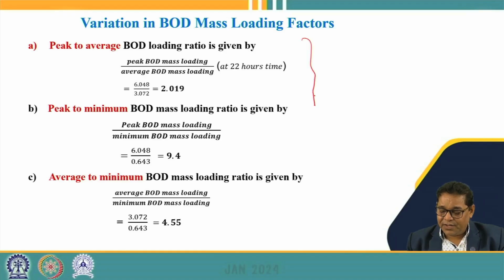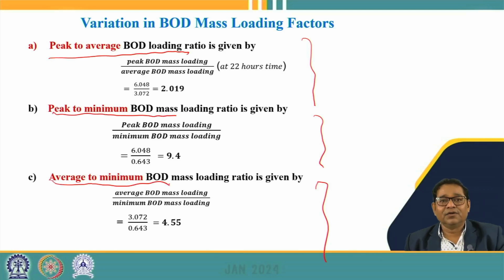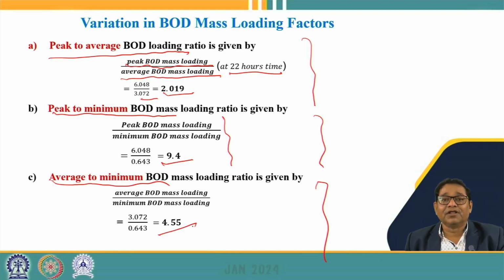As per the numerical, we need to determine the mass loading factor: the ratio of peak to average BOD loading rate, similarly the ratio of peak to minimum, and the average to minimum BOD mass loading rate. In the first calculation, the peak mass loading rate divided by the average BOD mass loading rate, which occurs at the 22nd hour, is 6.04 divided by 3.072, which is equal to 2. Similarly, the peak to minimum ratio comes around 9.4. Similarly, the average to minimum BOD level comes to around 4.55.